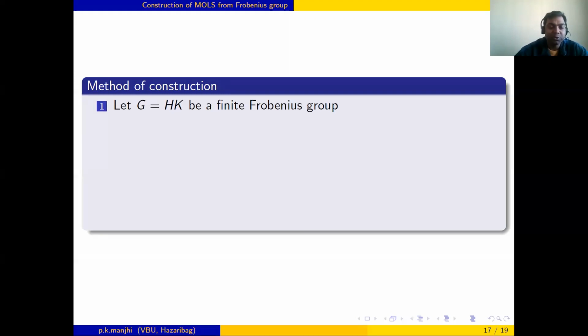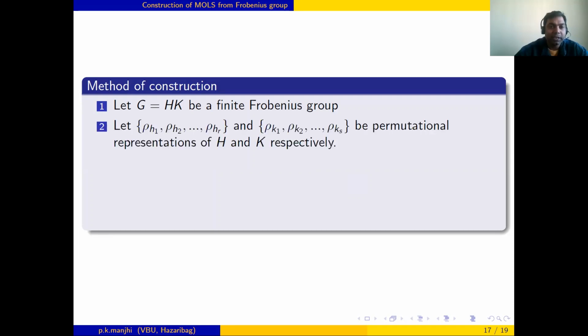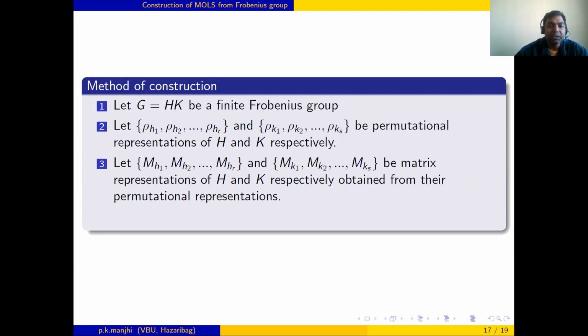Let G equal HK be a finite Frobenius group, where H is the complement and K is the kernel, and let these be the permutation representations of H and K. The permutation representation is obtained via the multiplication of the elements of G on the left cosets of G by H. These are permutation matrices, so we can say the matrix representation of these permutations. Ultimately we identify H and K by these two sets. Then it is easy to see that this summation gives us the order of H for every j equals 1, 2, 3, up to r.